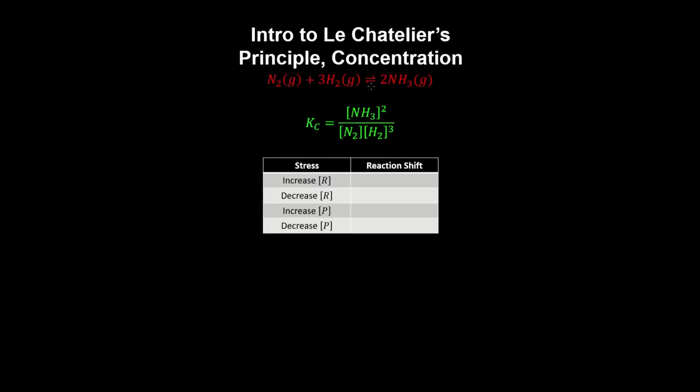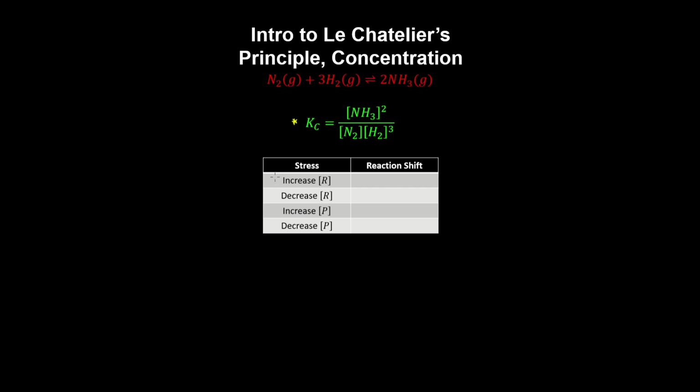Suppose we have a reaction that's in the equilibrium state, so the rate of reaction in both directions is equal. And we can place a stress on the system at equilibrium by changing the concentration of the reactants or products. And according to Le Chatelier's principle, the system responds to relieve the stress.